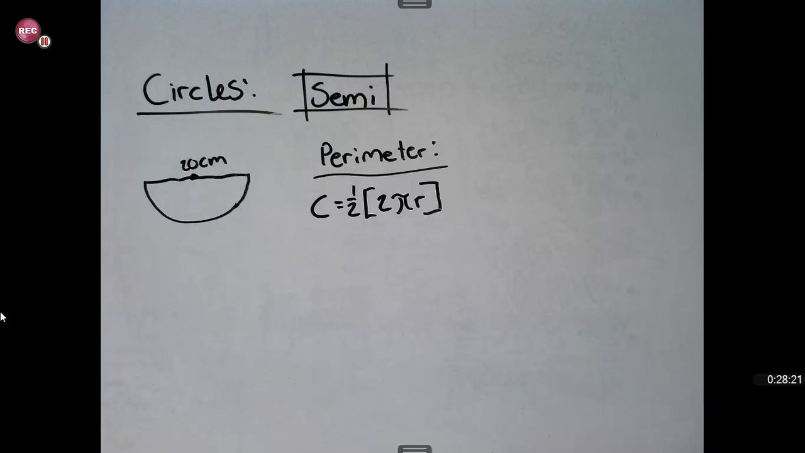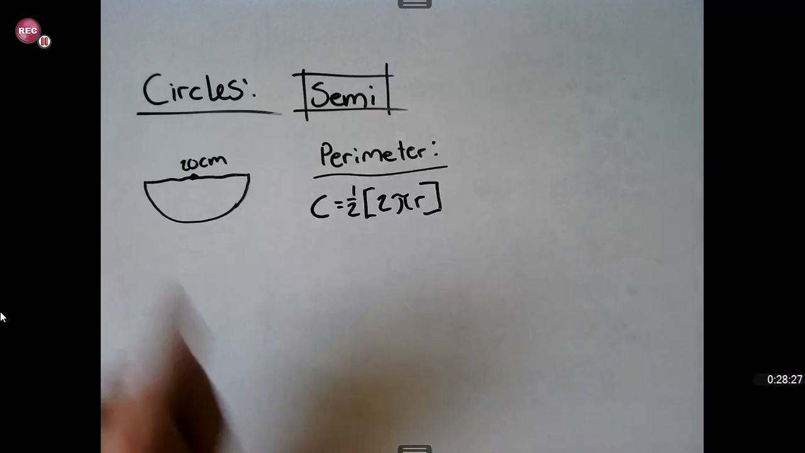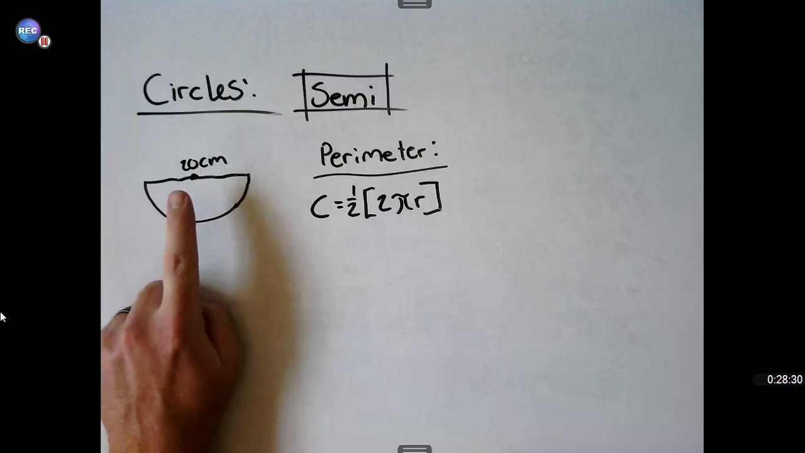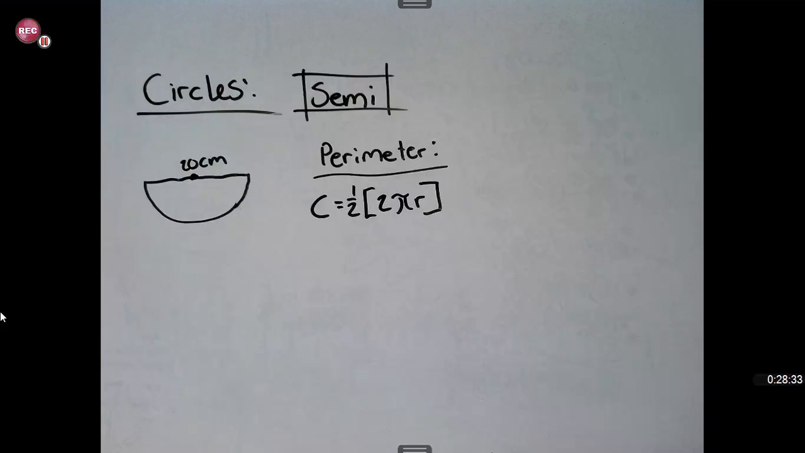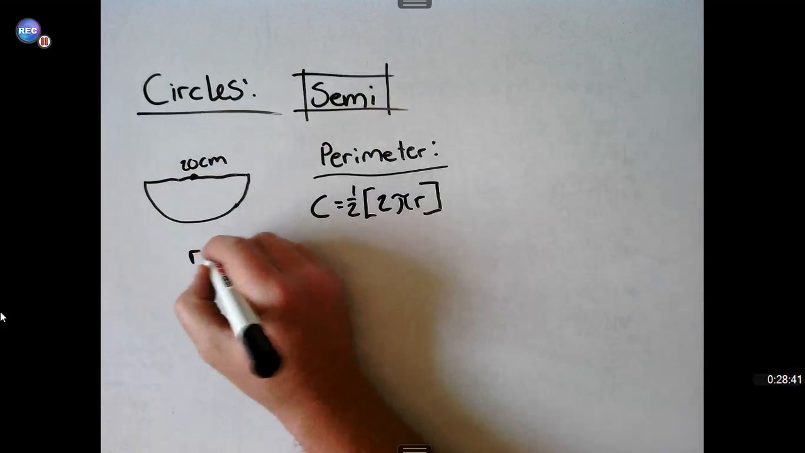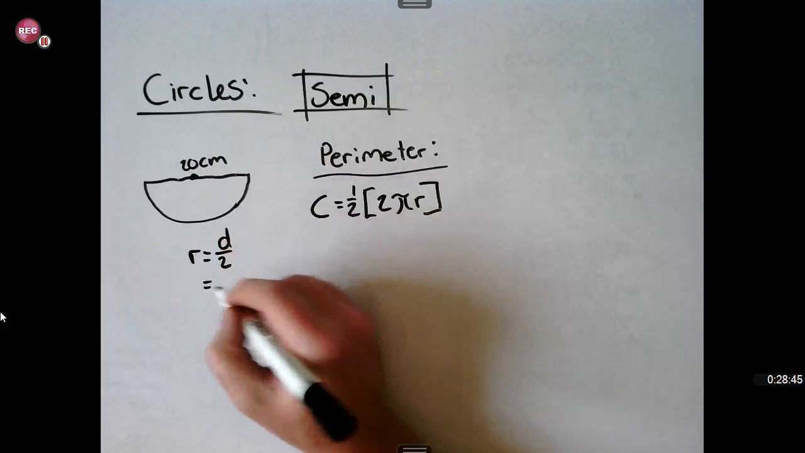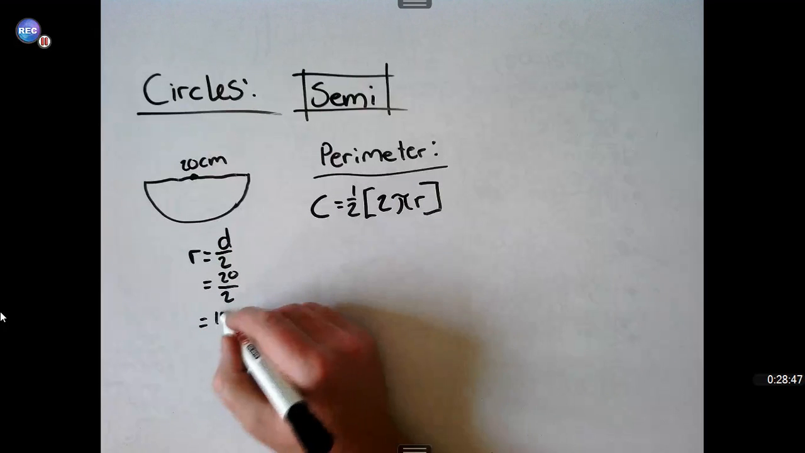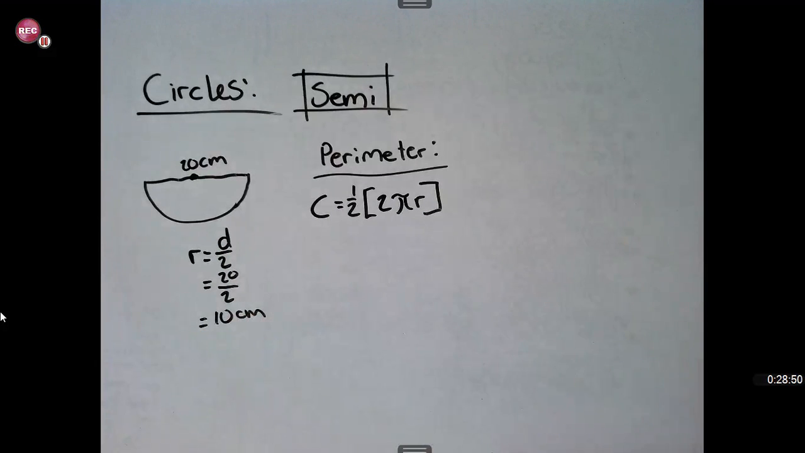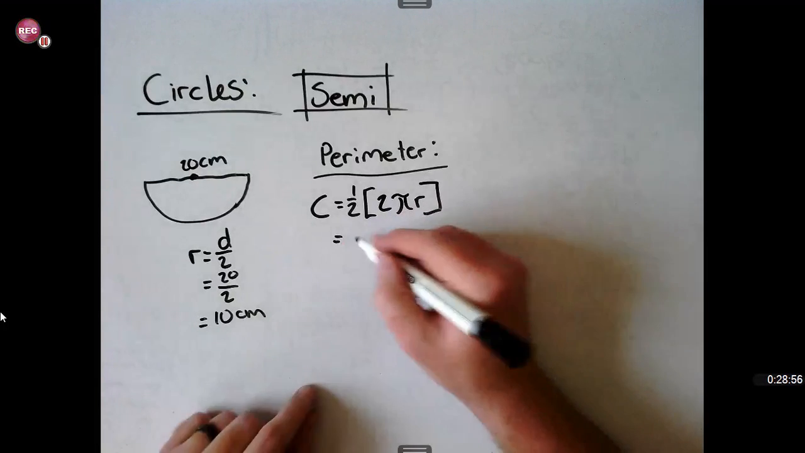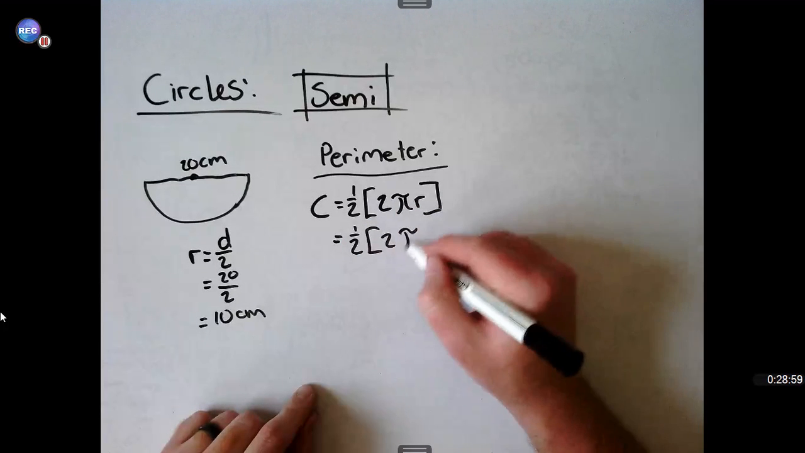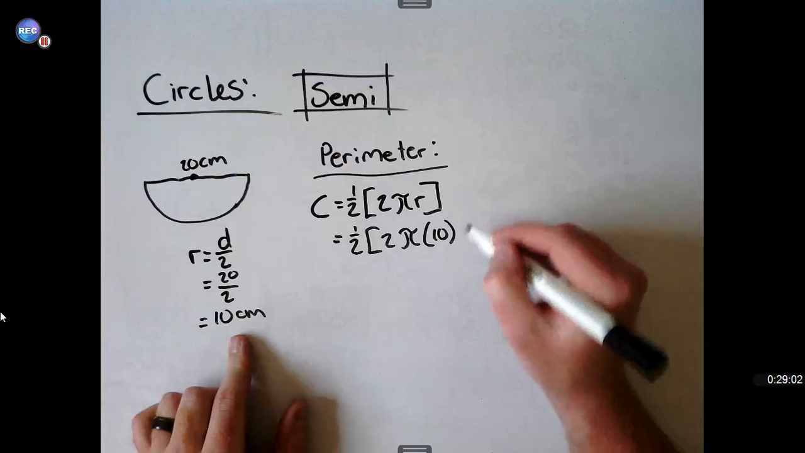The other thing that you need to understand is that they gave you the diameter. We want the radius, so you obviously need to go calculate the radius. Okay? So how we do that again is, R equals D divided by 2, which is your diameter, 20 divided by 2, and that would give me 10 centimeters in this regard. Okay? So, to calculate the circumference, we're going to say a half, open bracket, 2 pi radius, which is 10, and then we close it off.